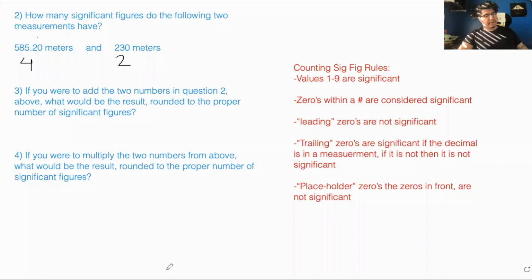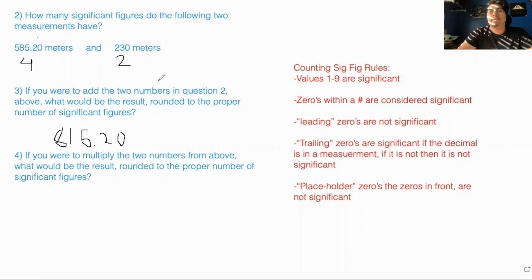Give me a second right here as I get my math correct. It's going to leave us with 815.20. Now we have to round this with the proper number of significant figures.